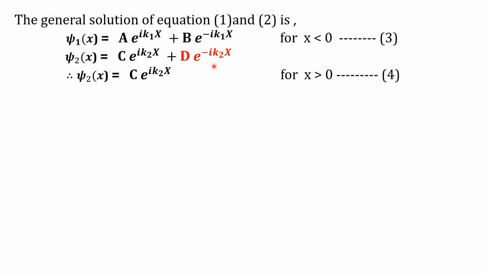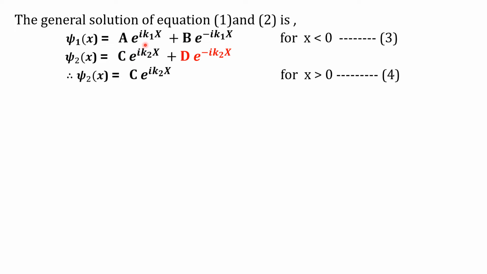This is the next equation. In that equation, for region 2, c into e raised to ik2x and d into exponential minus ik2x. In that, the only possible term is c into e raised to ik2x, which we explain here. Psi 1(x) is equal to a into e raised to ik1x plus b into exponential minus ik1x.